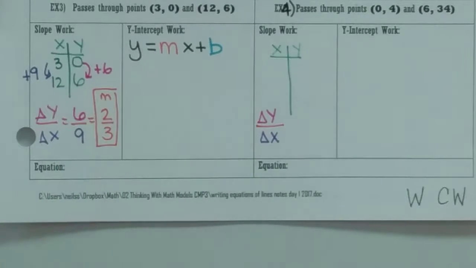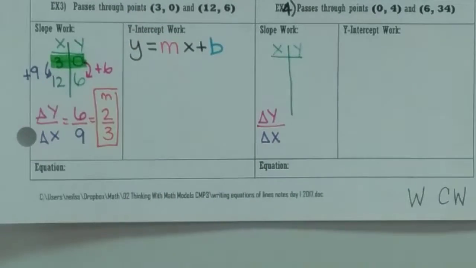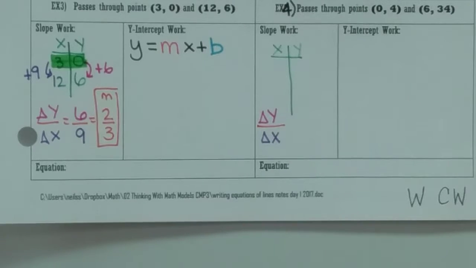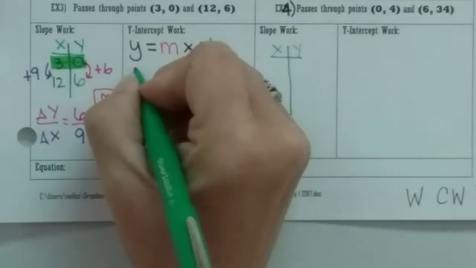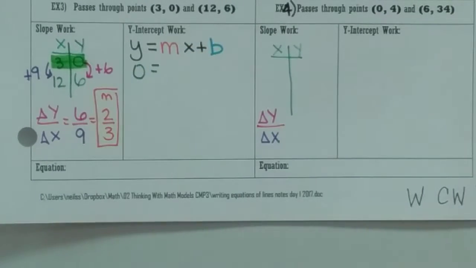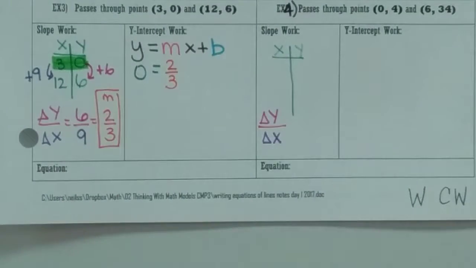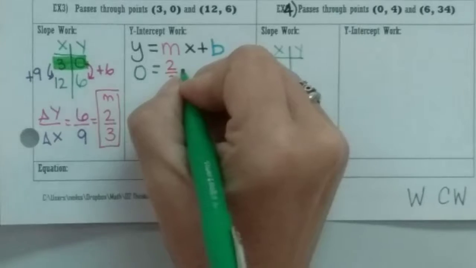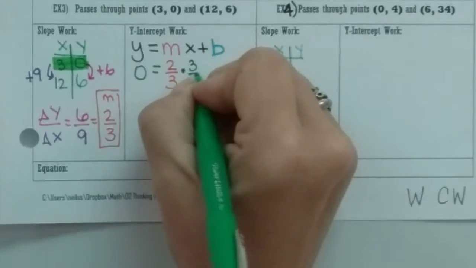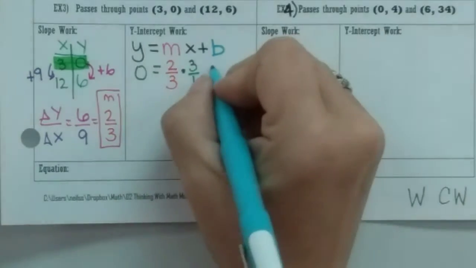Now for my point that I want to use for my y-intercept, I'm going to pick the one that has a 0. It's one of my favorite numbers in math is 0. So in the y spot, I'm going to put a 0. Under y is 0, so under y is 0. And that is equal to, the value of our m is 2/3. And x is 3. But since I'm multiplying by a fraction, I'm going to put that as 3 over 1. And then we're going to have plus b.